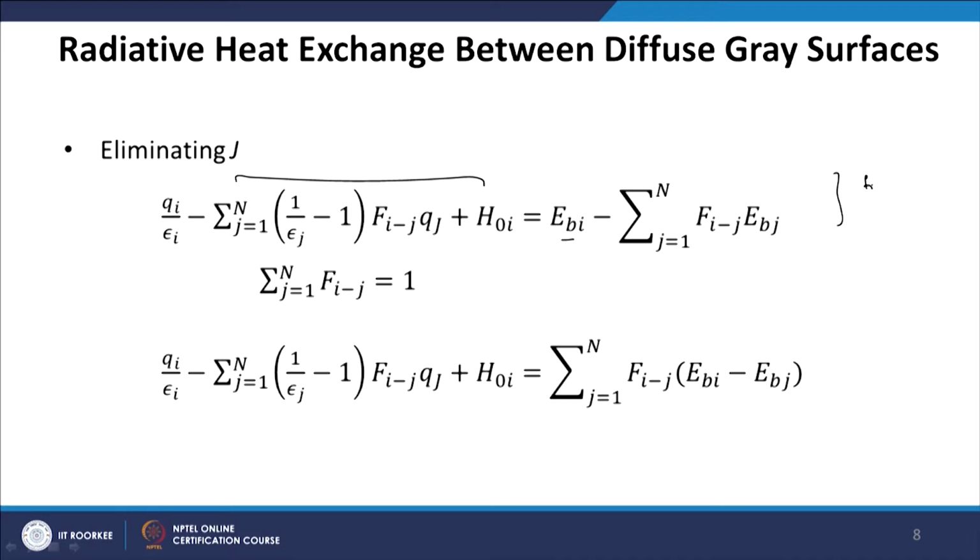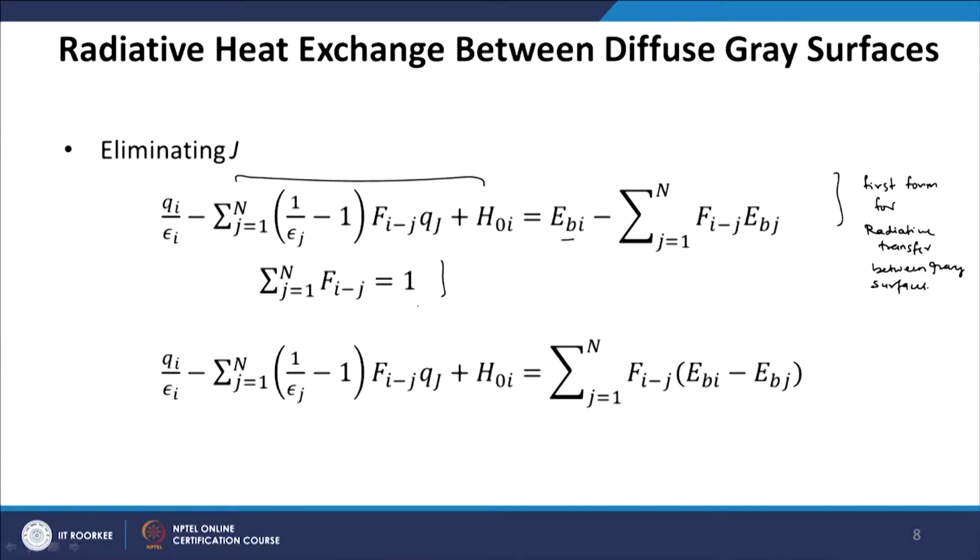Okay. This is the first form for radiative transfer between gray surfaces. Okay. We have a finite number of surfaces in an enclosure, all are gray, and this is the first form.